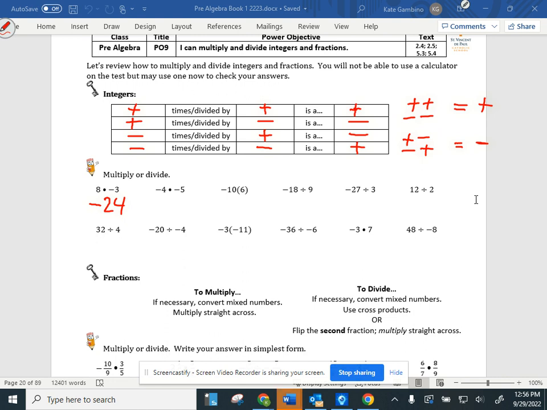Do not forget to double check your sign. Positives and negatives, pay attention. Are they the same? Are they different signs in the problem? What is your answer going to be? Think we'll be able to do the rest of this section fairly easily.